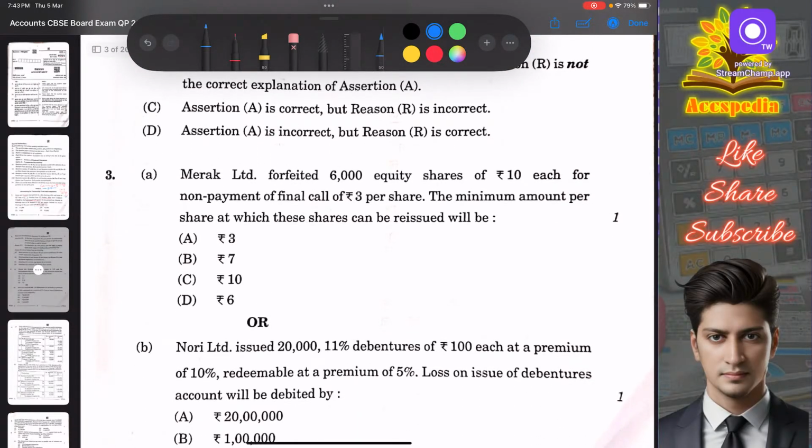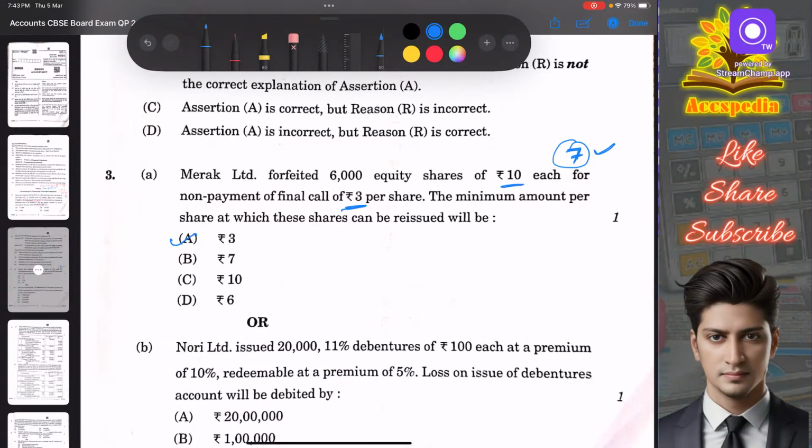Okay, that's it. Merek Limited forfeited 6,000 equity shares of 10 each for non-payment of final call. So entire 10 has been called, in that 3 is not paid. That means 7 rupees is paid. This is the amount received. Minimum amount per share at which these shares can be reissued is 3. So maximum discount that we can allow as per Companies Act 2013, the maximum discount that the company can allow is the amount credited to share forfeiture account, which is this 7 rupees. So maximum 7 only we can allow discount.